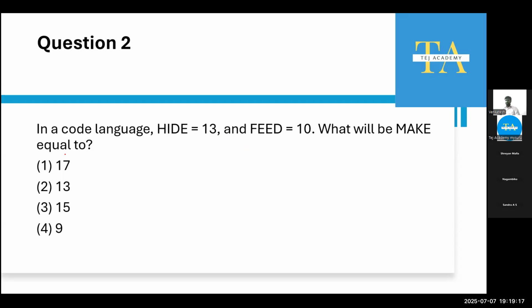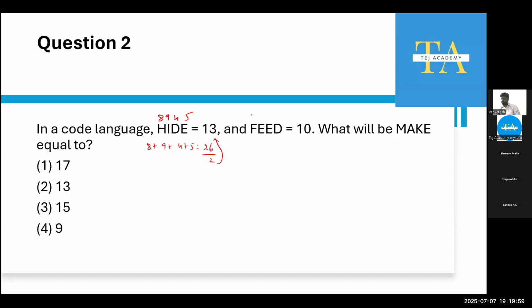Next question, question number 2. In a code language, height is coded as 13 and feed is coded as 10. So what will make be equal to? You know the place values of H, I, D and E. The place value of H is 8, I is 9, D is 4 and E is 5. If you add all these digits, 8 plus 9 plus 4 plus 5, how much? 26. Divided by 2, we get 13. So the sum of the place values divided by 2 gives the value, right?